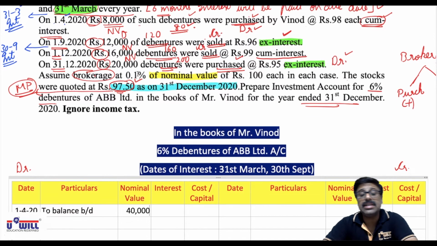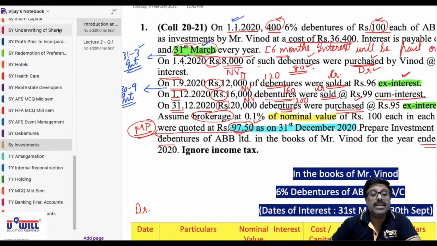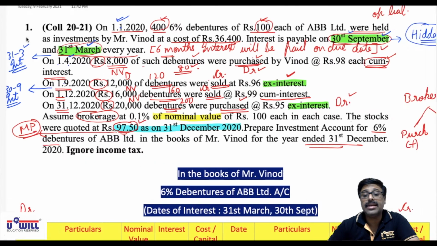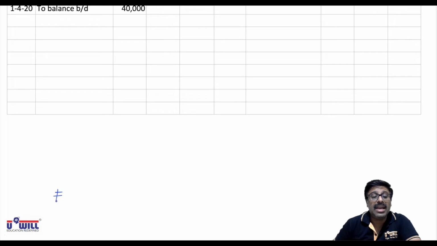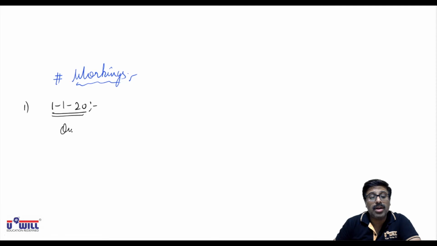Now, what did we discuss in the summary? That in interest column will record the outstanding interest. In opening balance, outstanding interest will be shown in interest column. So here we are going to show outstanding interest. Now understand this workings. As I said to you, for every transaction there is going to be a working. So first working we make on 1/1/20, opening balance date. What working do we make for outstanding interest?